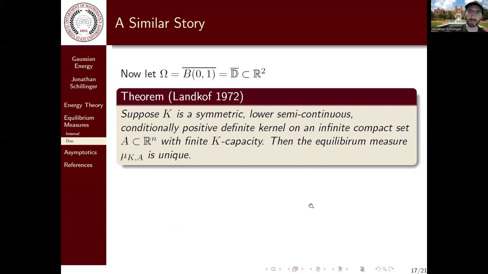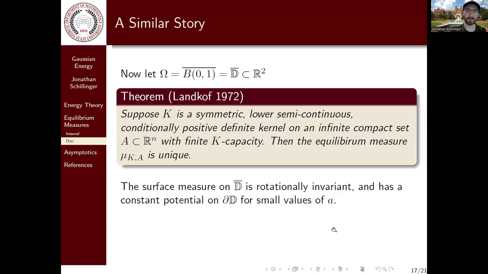And why does this help me over the disk? Well, over the disk, a natural choice to use is the arc length measure along the boundary. That's the natural measure a lot of people use because of potential theoretic reasons. And it just so happens that if you throw in the surface measure, meaning the one supported on the edge, into the disk, it's rotationally invariant and the potential is constant there. So for small values of A, that measure is the minimizing measure for the Gaussian kernel over the disk. So for small values of A, your measure is just going to be on the edge.